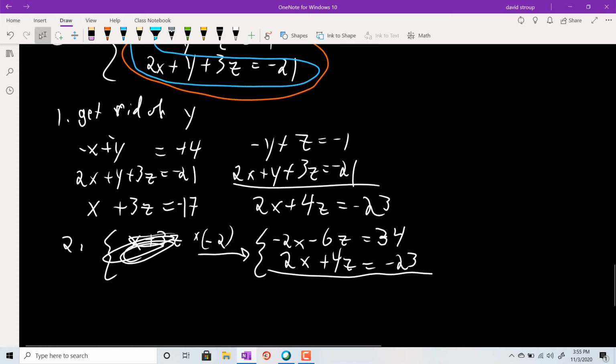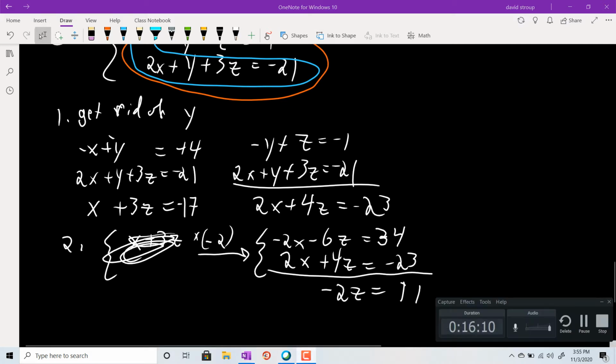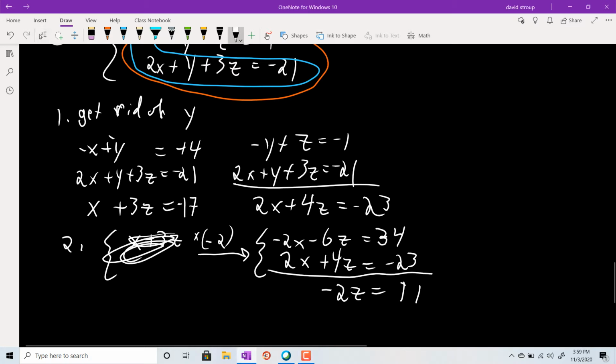And then I can subtract or add column-wise, so negative 2z equals, it looks like 9, or 11. Ugh, seriously? No, there's no way. Oh, I see the error. Oh my gosh. Error. I mean, little things will do it to you, right? And then that would be 12, and z, I think, would be negative 6.